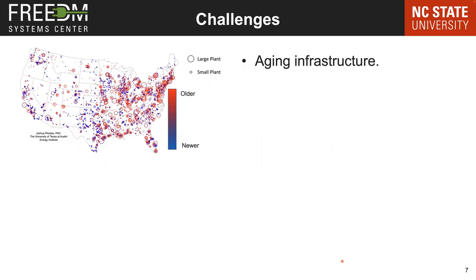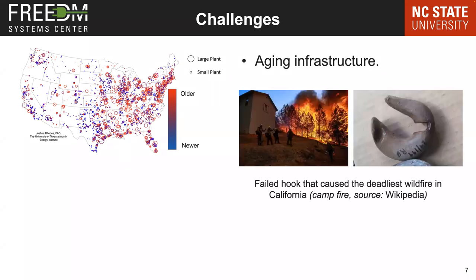To start with, our US grid, or grid around the world, has been going through an aging infrastructure. So the figure here shows all the conventional power plants in the US, and the red circles indicate that they have been really getting old in recent times. So this has a catastrophic impact on our environment.